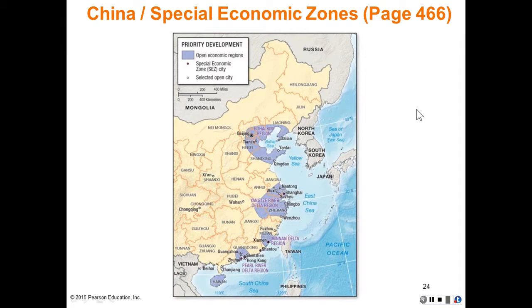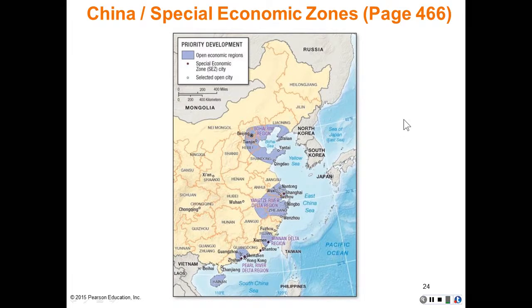Here we see a map from page 466 of China and the special economic zones, the Bohai Rim region around Beijing. We have the Yangtze River Delta region in the middle east portion of China. We have a couple of other regions, including Hainan, developing more recently, and the Pearl River Delta region centered on Hong Kong, which is formerly a British colony, but now is considered part of China, and we'll talk about that as a special discussion here in a minute.